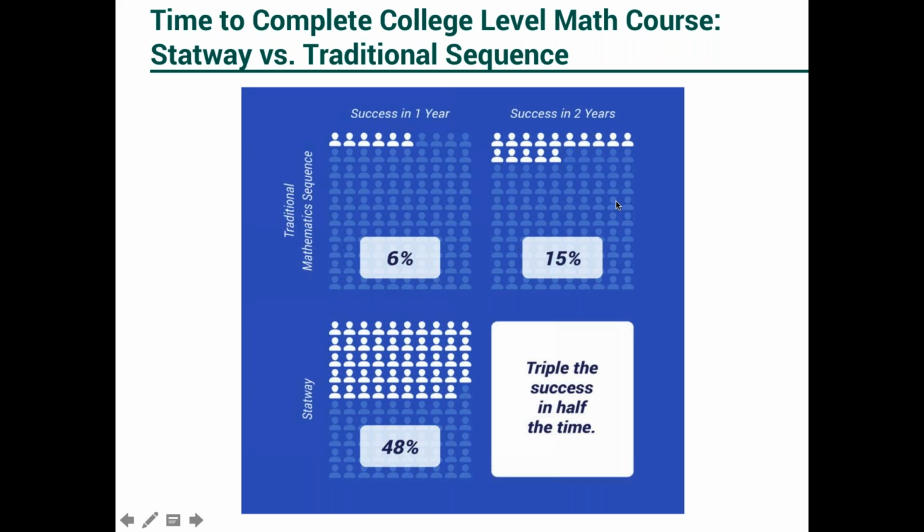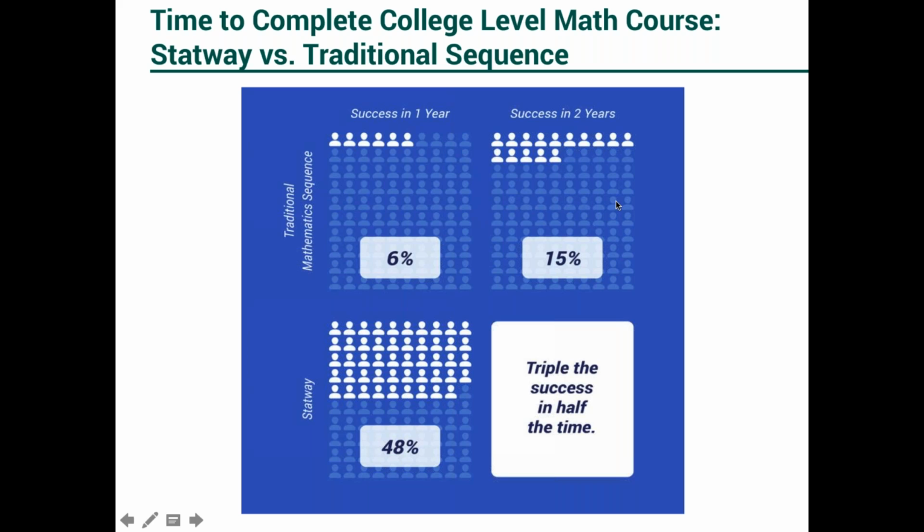So this first slide is a descriptive level result, looking at time to complete college level math courses, Statway versus the traditional sequence. Nationally, on average, students who begin in the developmental math traditional sequence, about 6% of them complete college level mathematics within a year. And that goes up to about 15% within 2 years. By contrast, Statway students succeed within a year at a rate of 48%. So what we say is, on average, we have tripled the success rate in half the time.